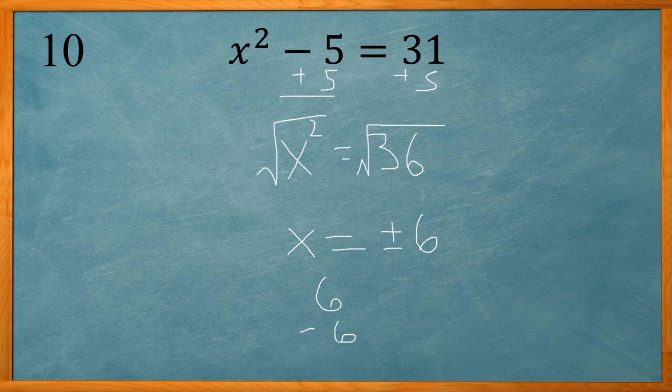6 squared is 36, minus 5 gives you 31. And also negative 6 squared, negative 6 times negative 6 equals positive 36. And you subtract 5, 36 minus 5 equals 31. So both sides come out to the same answer, and 6 and negative 6 both work in that equation.